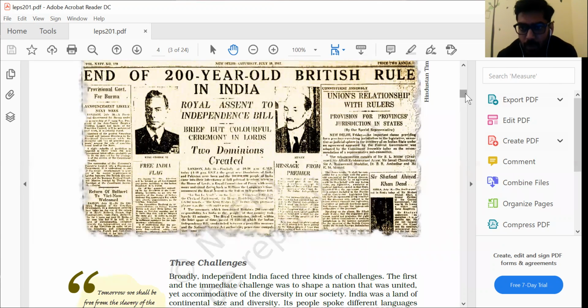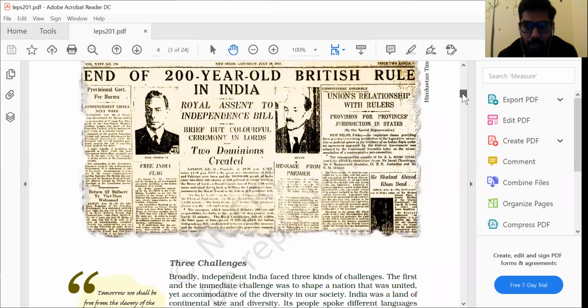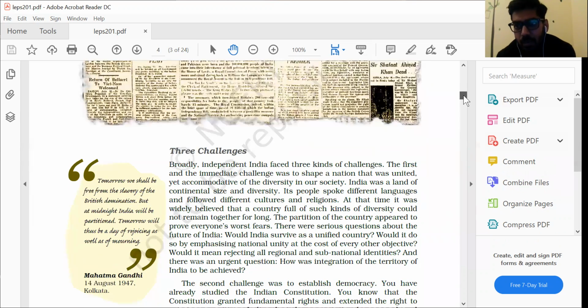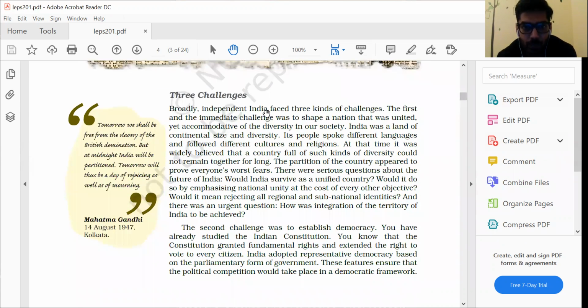So once they went, what were the challenges that the Indians were left with? The book has rightly identified three challenges. First was the immediate challenge to shape a nation that was united yet accommodative of the diversity in our society.